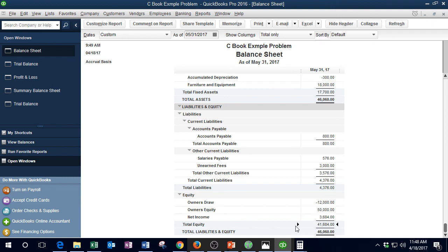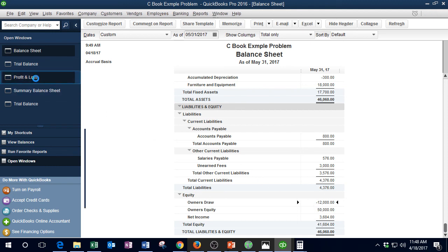QuickBooks gives us some kind of breakout. They tell us, and this is not traditional, again, this is QuickBooks, here's the net income for the time period, here's the draws. We're going to find those numbers. That's how the other statements are tied into the balance sheet. QuickBooks is trying to help us see how the other financial statements are part of the balance sheet.